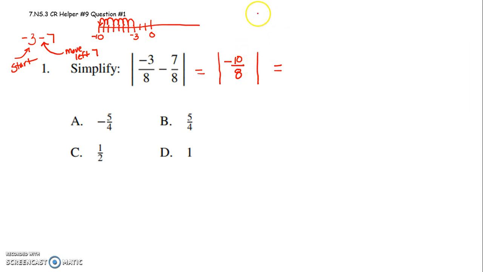And absolute value is just your distance from 0. That's why at the end of the day, absolute value always becomes positive, because it's just how far you are from 0. So -10/8 is 10/8 from 0. Happens to be to the left of 0, but it's 10/8 from 0. So now I'm done. I've taken the absolute value, so I no longer write the absolute value symbols in.